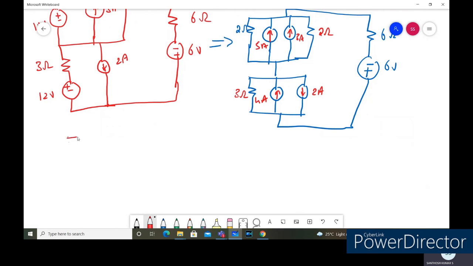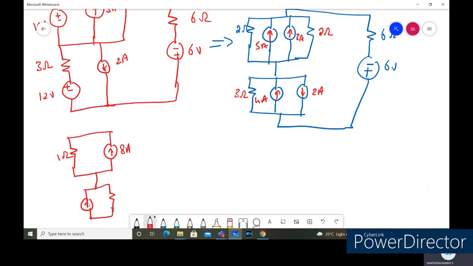So let me draw the circuit diagram here. The circuit diagram consists of a single resistance in parallel with a single current source. Again, the value for the current source will be 8 amperes in parallel with the 1 ohm resistor. Again, we have the current source in parallel with the resistance.